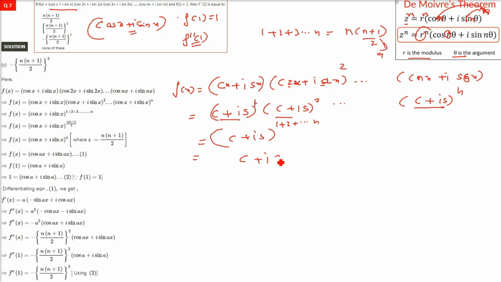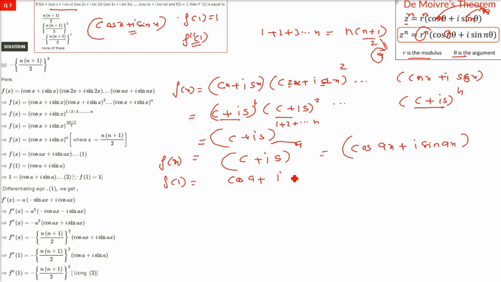So what do we get? (cos x plus i sin x) to the power n(n plus 1) by 2. Let us write it as, say, a. So we are writing it as a, where a is n(n plus 1) by 2. So this is essentially equal to cos ax plus i sin ax, because by De Moivre's theorem this a goes in front of theta. So here we have x, and this a goes in front of x. f(1) is what? Cos a plus i sin a. Remember, f(1) is equal to 1 here. So cos a plus i sin a is equal to 1. And this has to be kept in mind because we are going to use it in a short while.